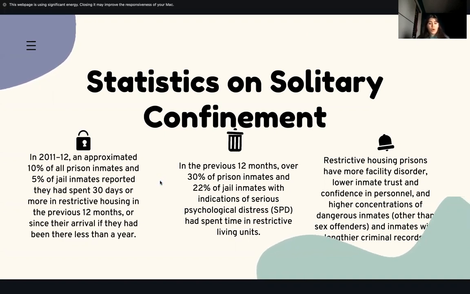Also, based on the second statistic, the one in the middle, for those who spent time in solitary confinement, the length of solitary confinement did not have a determining effect on whether or not they would have serious psychological distress, SPD. The amount of time they spent in solitary confinement didn't determine whether or not they would have it. It just depends on the person.